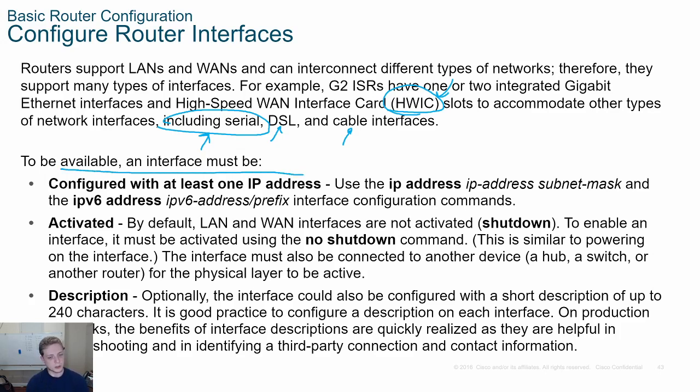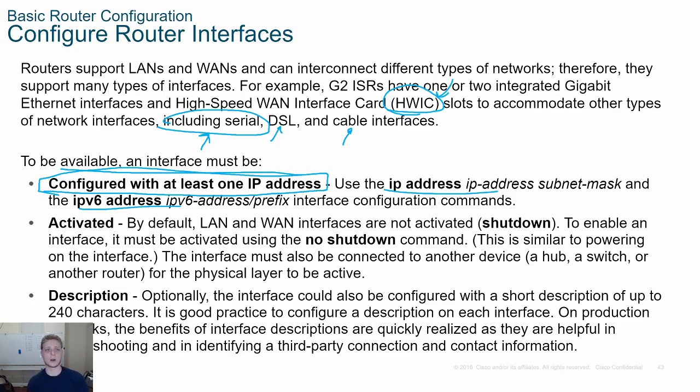So to be available, we have to configure with at least one IP address. Now that can be IPv4 or IPv6. I underline them backwards, but IPv6 or IPv4, it doesn't matter depending on whatever technologies you're using. If you're using all IPv6 today, then of course you need an IPv6 address on your router. If you're using all IPv4, obviously you need IPv4. Otherwise, you can run both, either, depending on your situation.